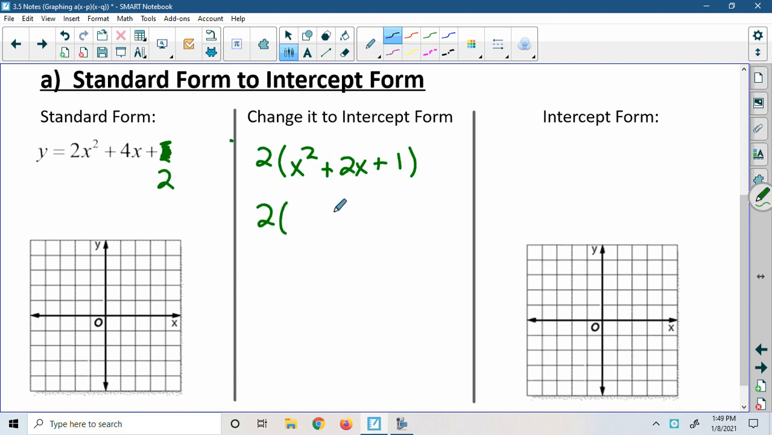So now you can keep factoring this thing. It'll be x plus 1 and another x plus 1. Now it's in intercept form. Like I said, I'll let you graph each form. They should look the same if you're doing it right.